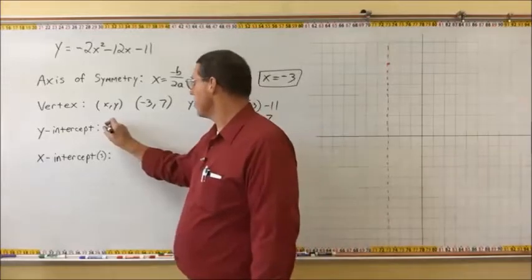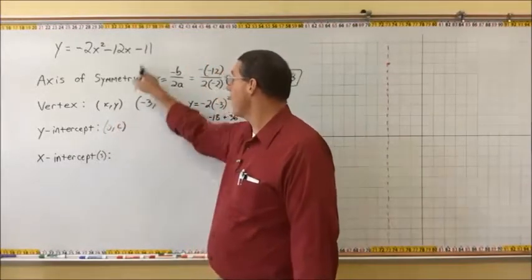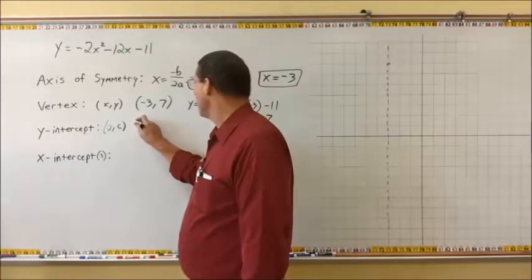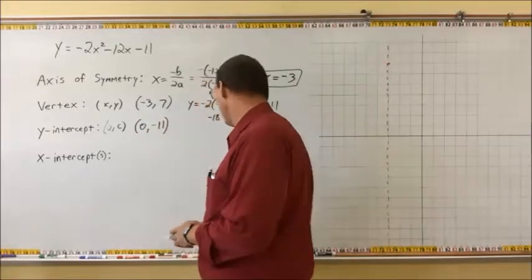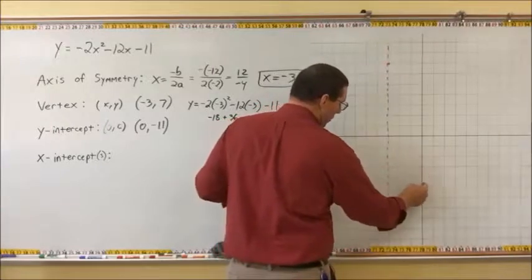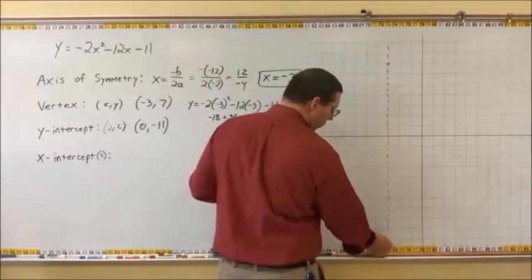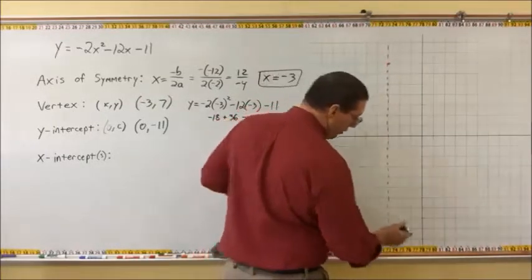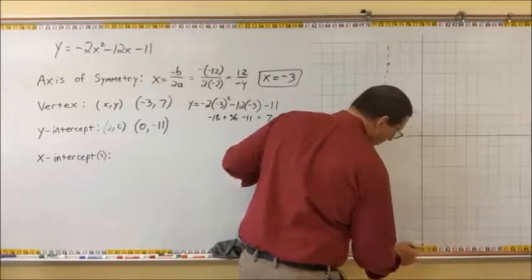Now we need our y-intercept, which is the easiest one to find. It's at the point 0 and whatever c is. In this case, c is negative 11. So we're going to be at 0, negative 11. Now I kind of have a problem here because my graph only goes down to negative 10. Negative 11 is right down here, so I'm just going to use the edge and pretend that that's negative 11. So that's going to be my y-intercept.